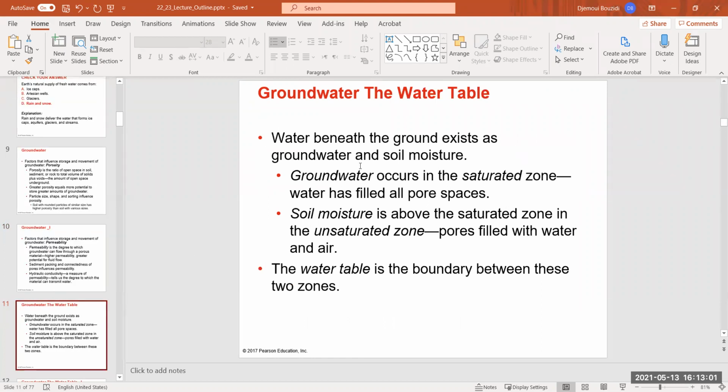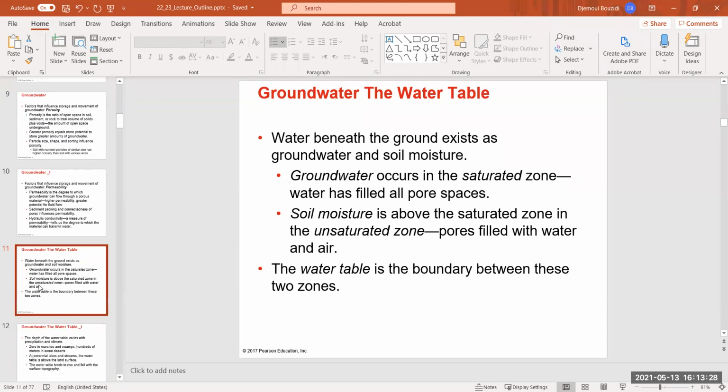So water beneath the ground exists as groundwater and soil moisture. In the saturated zone, water has filled the porous spaces. So when it's saturated, all of the space that is available has basically been filled. Moisture above that, in the unsaturated zone, is called soil moisture. The limit between them is what we call the water table.